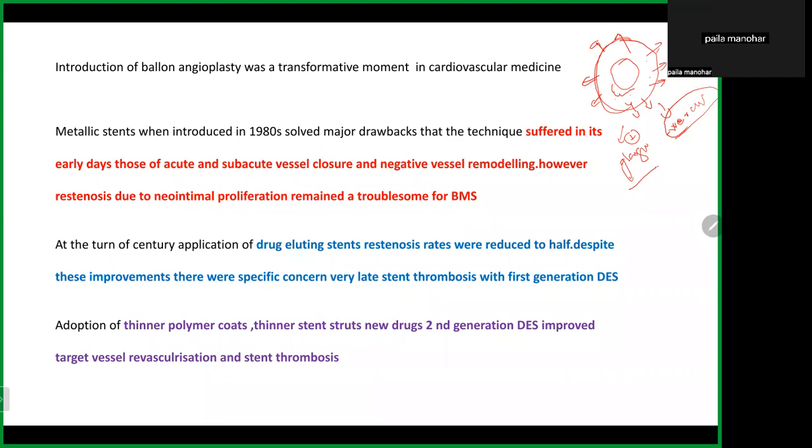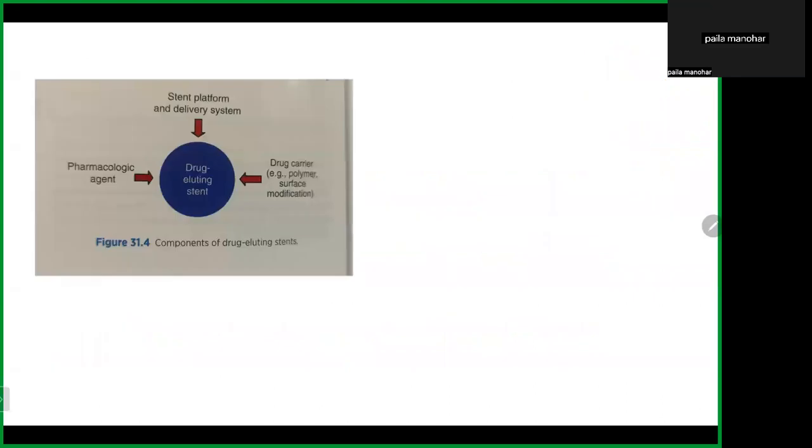And now the adoption of thinner polymer coats or thinner stents and new drugs improved target vessel revascularization and stent thrombosis. And now comes the new generation of bioresorbable scaffolds, for further advantages. There are some limitations of drug-eluting stents. To prevent them, they introduced the bioresorbable scaffolds.